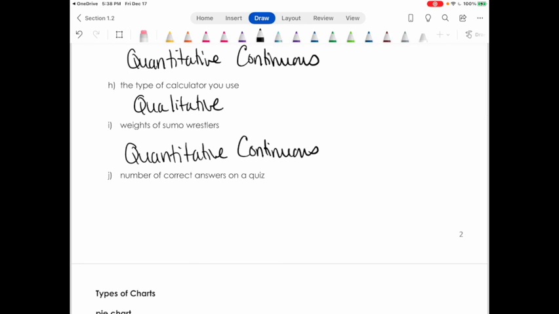The number of correct answers on a quiz. This would be quantitative because we would count the number of correct answers on a quiz. But because we count it, it would be discrete.